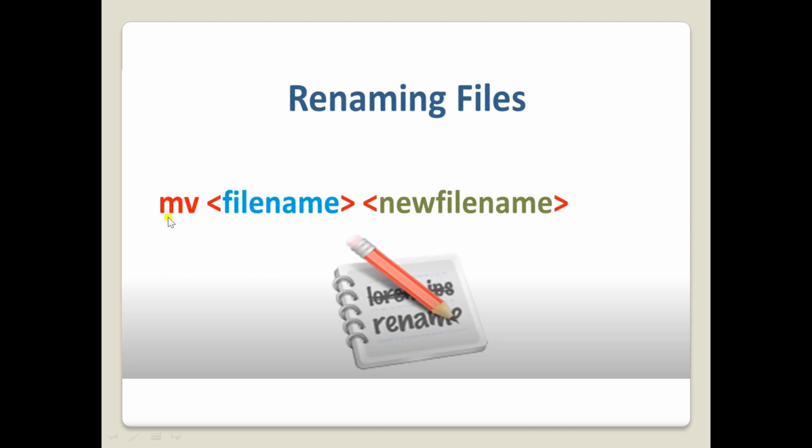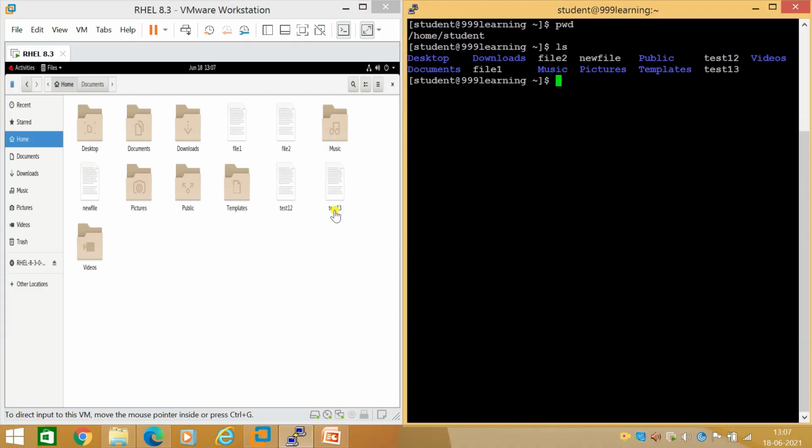Renaming files. The mv command is used to rename any files. So mv space, then the file name, then the new file name. Here you can see we have one file, test123, and here it is also in the CLI window. So we are going to rename this file test123. Then the syntax will be mv space, then the file name, then the new file name. So we are going to make it only test.